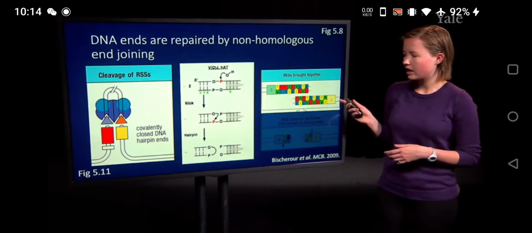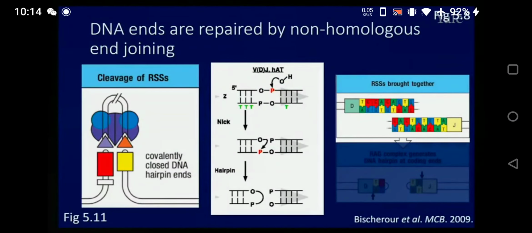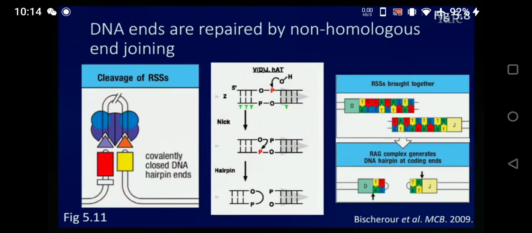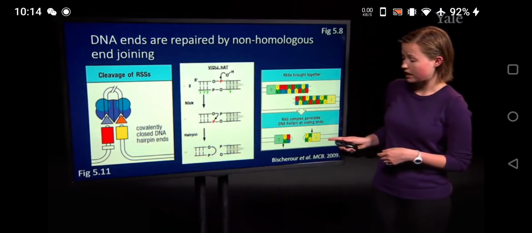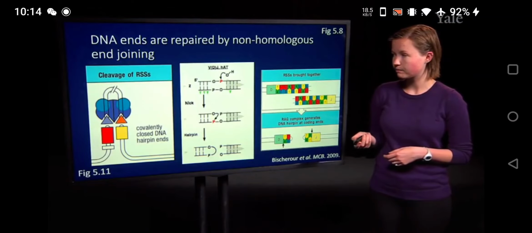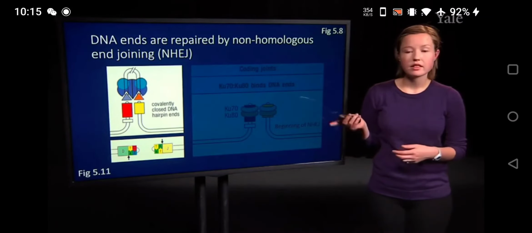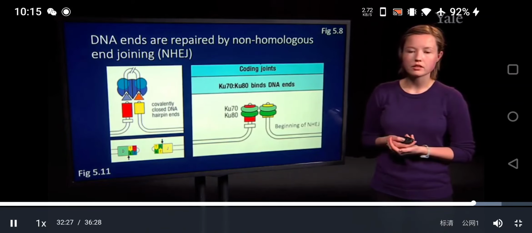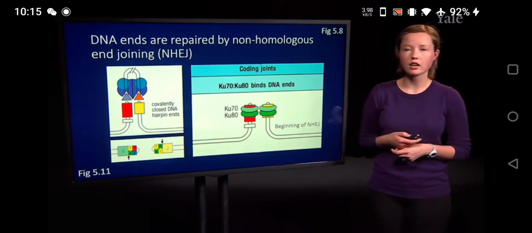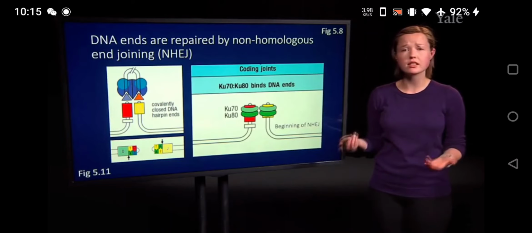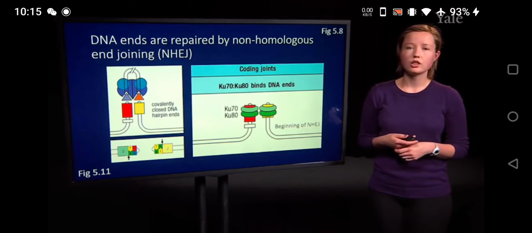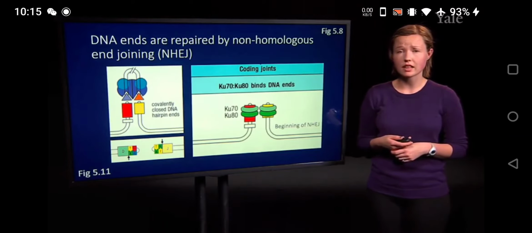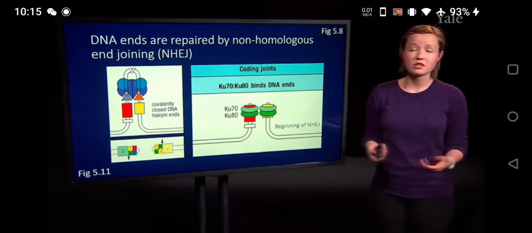So the RSSs are brought together, and then when the cleavage occurs, we have these hairpin ends that are joining these nucleotides at the end of, in this case, the D and J segments. And then these hairpin ends will be bound by proteins that are part of the non-homologous end joining pathway, which is just a DNA repair pathway. Non-homologous end joining is actually used in many different processes in the cell during many different situations. This is not specific to lymphocyte development.